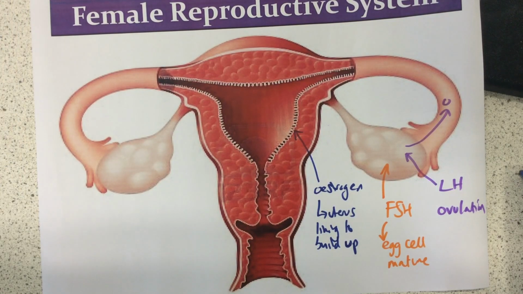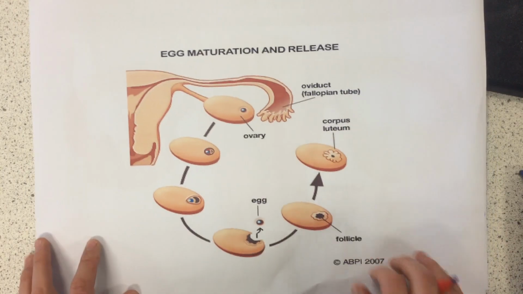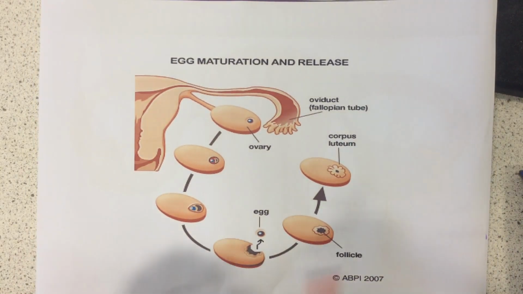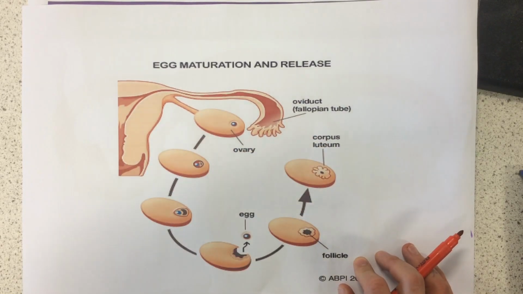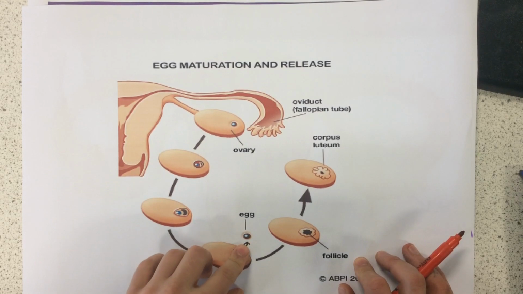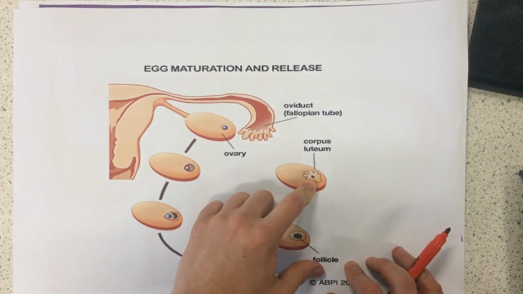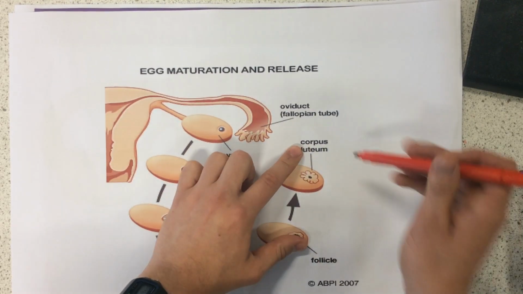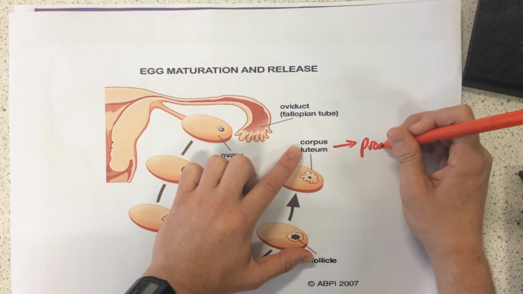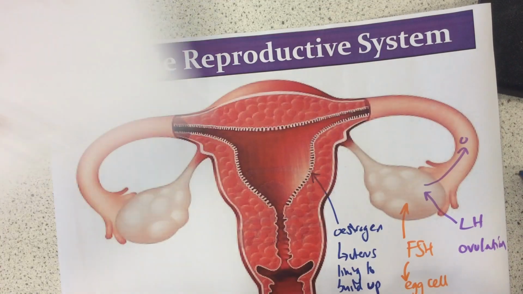Now, the final hormone that we need to know about is called progesterone. Now, progesterone isn't released from the pituitary gland or the ovary. It's released from this thing called the corpus luteum. So what the corpus luteum is: once ovulation has occurred, so once the egg cell's been released from the ovary, the follicle develops into this thing called the corpus luteum. So this structure only exists once ovulation has occurred. This corpus luteum releases progesterone. And that's the next hormone that we need to know about.